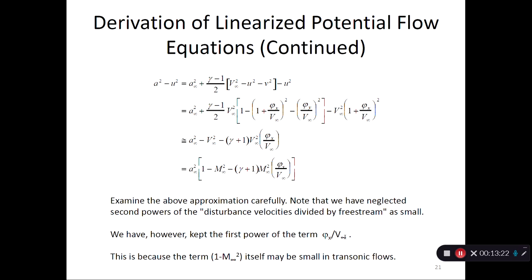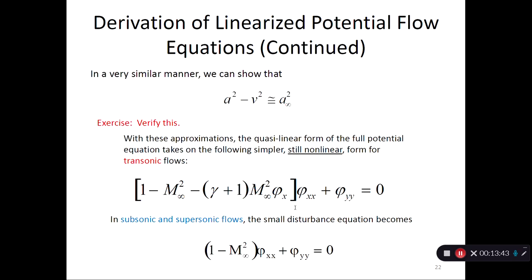Therefore, that particular equation is written like this. We are going to keep the first power of the v over V infinity, because 1 minus M infinity squared itself is small. So we can't favor one small number, keep it, and neglect the other small number. So we keep both of them in our approximation.